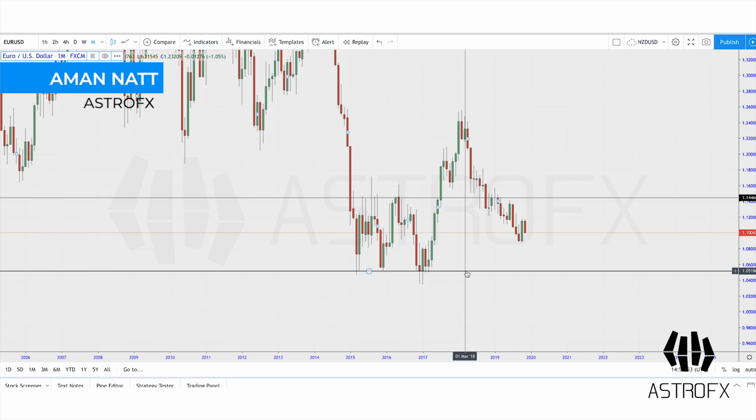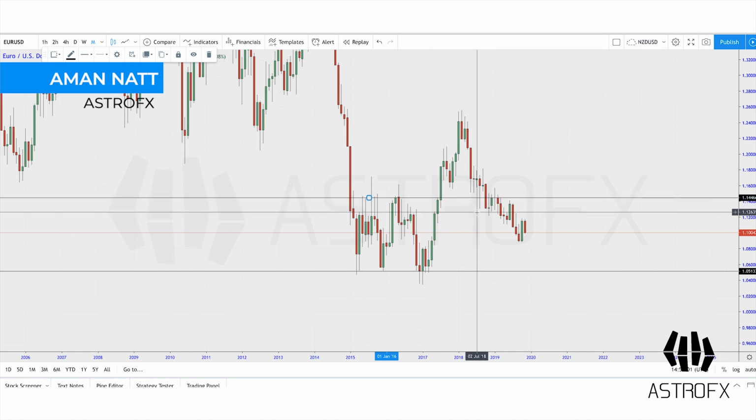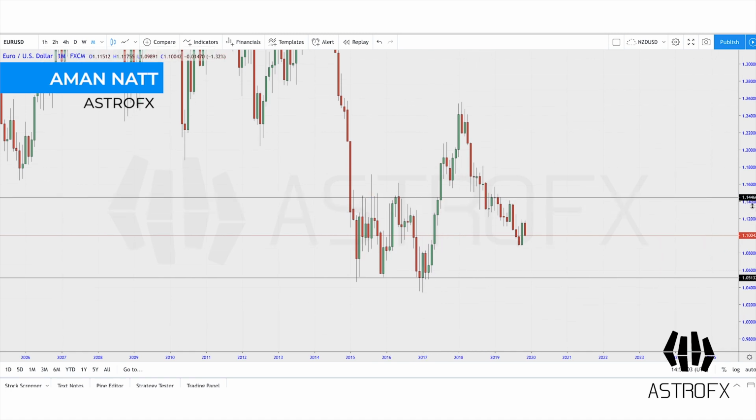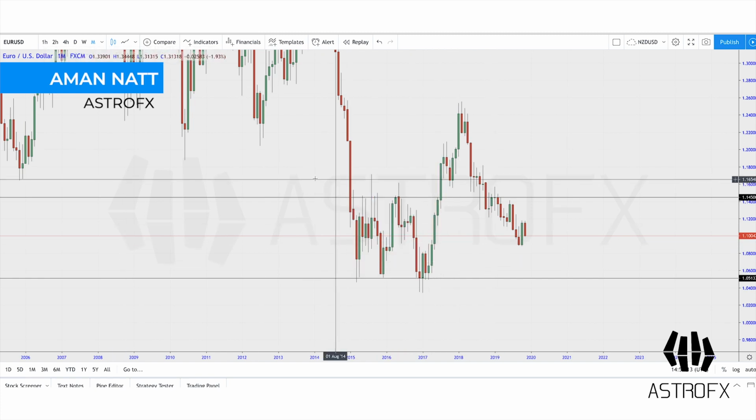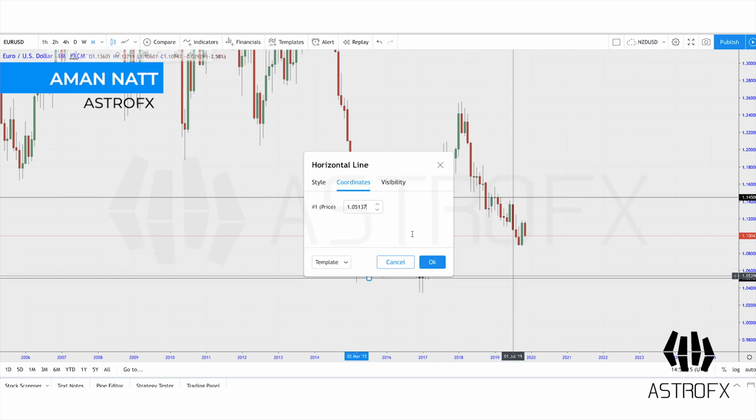So 1.0500, and we've got 1.14500. So I'm just trying to use some round figures. A lot of support resistance is always based around round figures. So what you can do as well is you can click on this 1.14500. Sorry, there you go. And then let's just clean this up as well. So the round number I'm going to stick to is this.